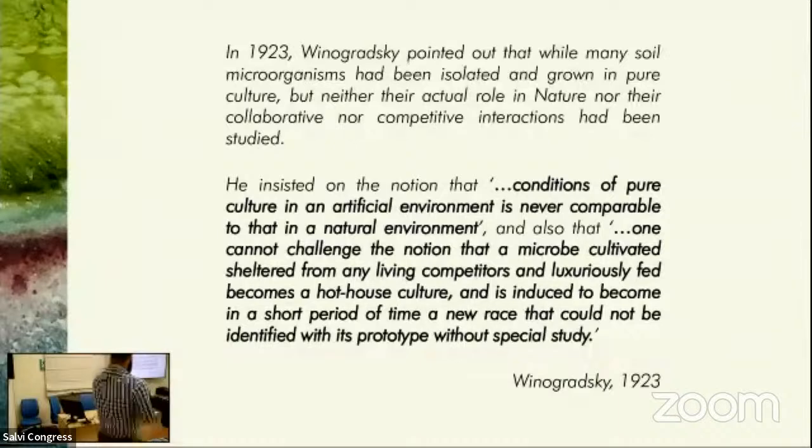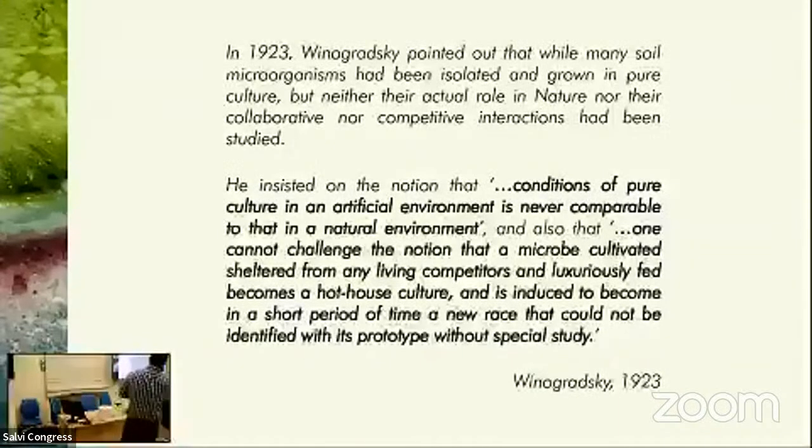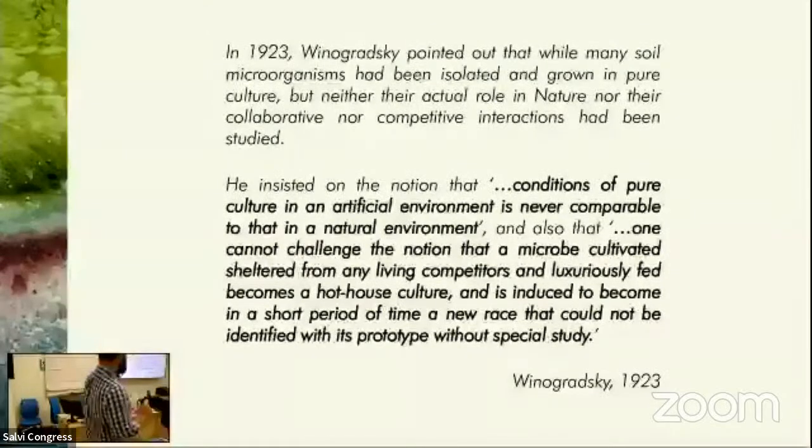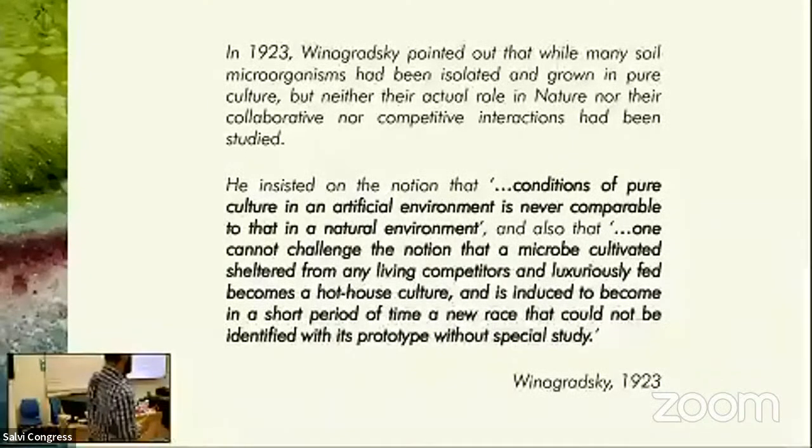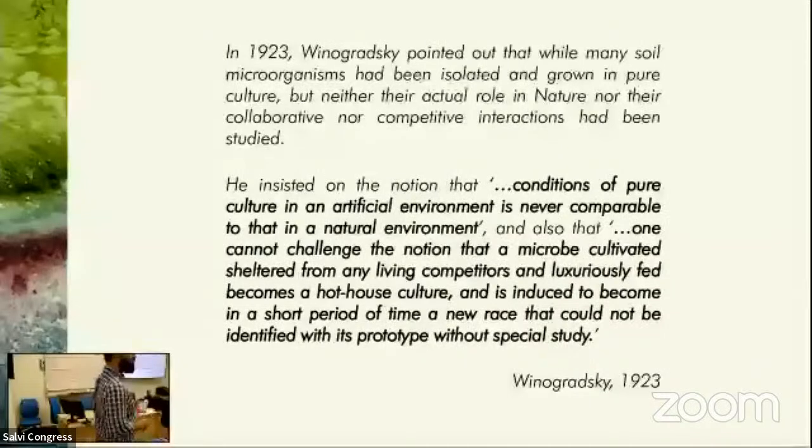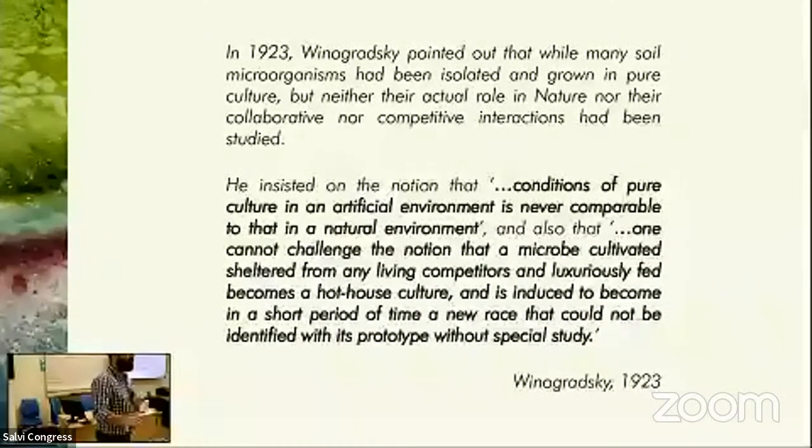In 1923, he wrote, the condition of pure culture in an artificial environment is never comparable to that in the natural environment. One cannot challenge the notion that a microbe cultivated, sheltered from any living competitors, and luxuriously fed becomes a hothouse culture, and is induced to become in a short period of time a new race that could not be identified with this prototype without special study. So basically he's saying whatever you do in the lab with pure culture or simplified culture is totally useless to interpret the natural environment. Now, we don't say it's totally useless, but we need to recognize that there are big differences between the two, right?